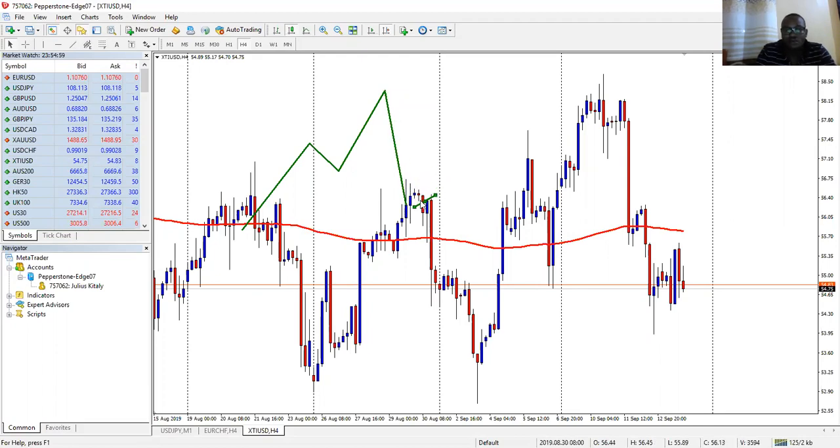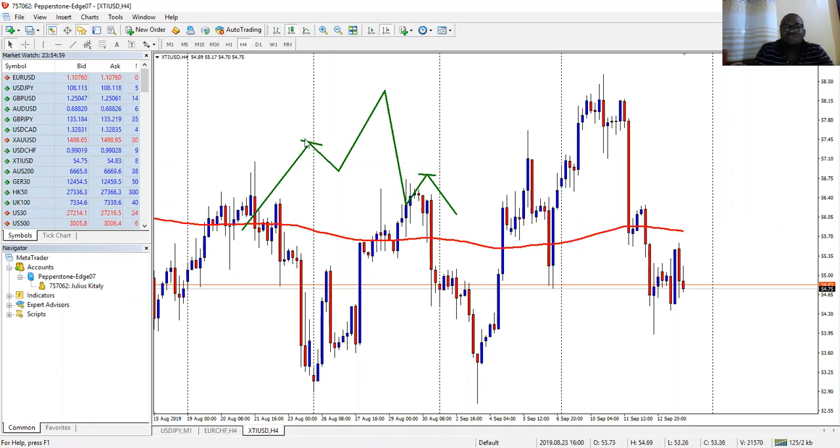Okay. Sometimes head and shoulder might look like that. See, but it's the head and shoulder. This is the left shoulder. This is the right shoulder. See, guys, and this is the head. So don't look for something perfect.